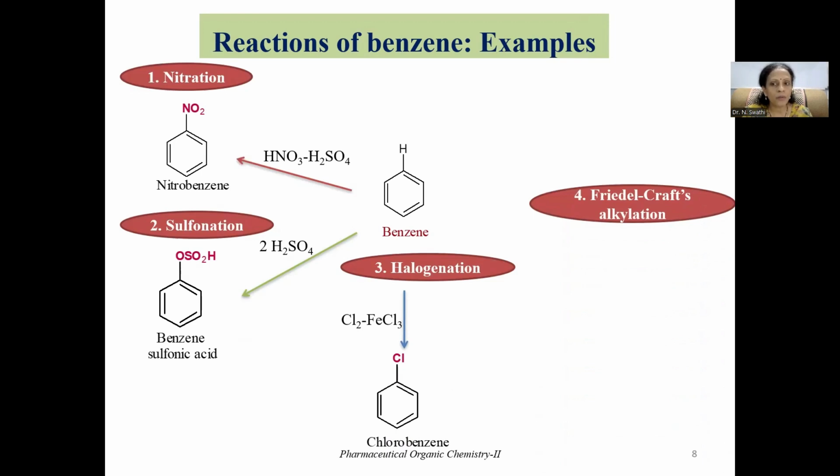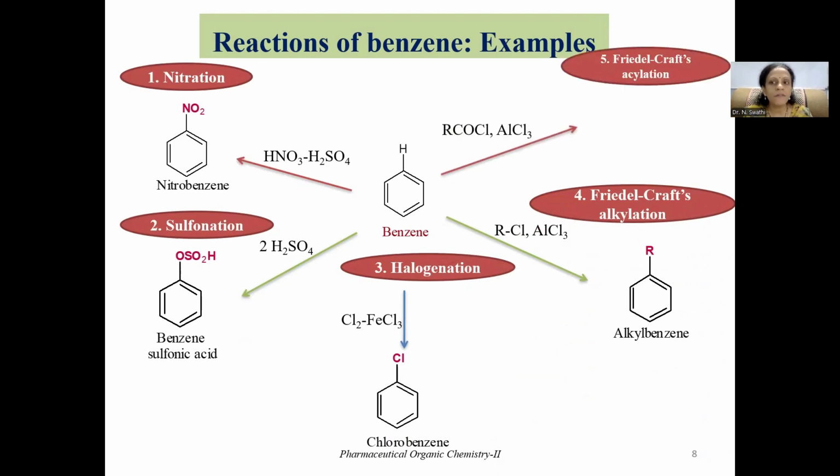It also undergoes Friedel-Crafts alkylation reaction when a mixture containing alkyl halide and aluminum trichloride is treated with benzene. It results in the formation of alkylbenzene. Another reaction, Friedel-Crafts acylation, is where a mixture containing acyl chloride and aluminum chloride is allowed to react with benzene, which results in the formation of a ketone. So these are a few more examples of electrophilic substitution reactions of benzene.